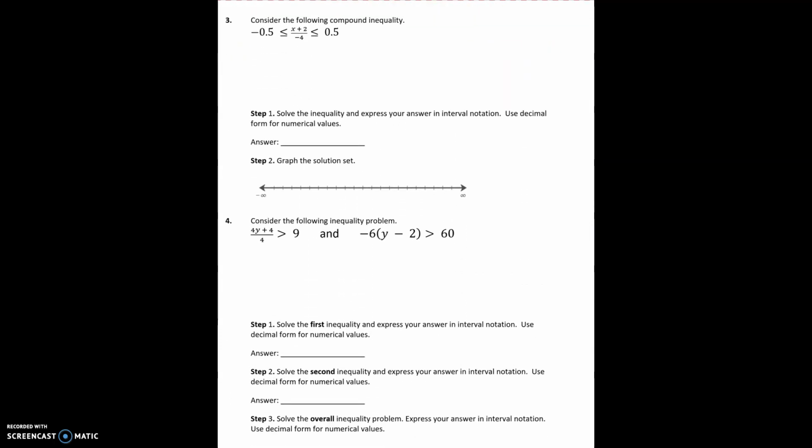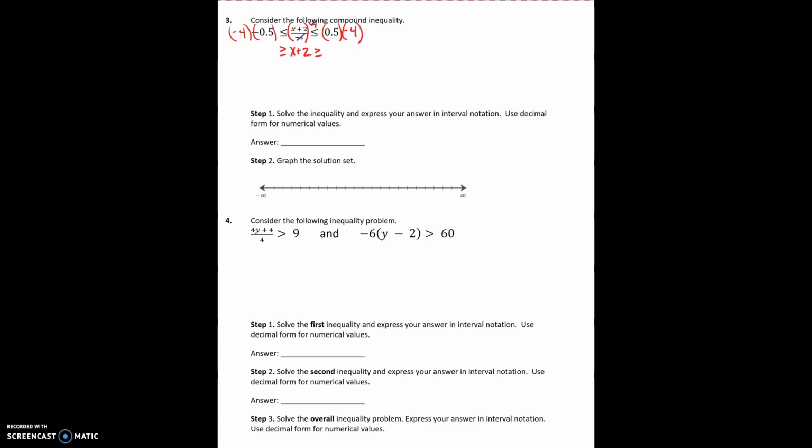All right, number 3, we have our first compound inequality. So what I'm going to do is focus on just getting x left in the numerator. So the first thing I'm going to do is multiply all 3 parts by negative 4. So when we multiply by -4, we'll have to flip both of these inequality symbols. So I'm going to go ahead and do that while I'm thinking about it. Now, these -4s will cancel and leave us with just x plus 2 in the middle.